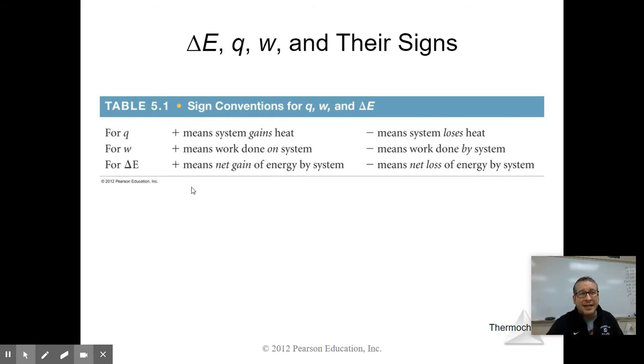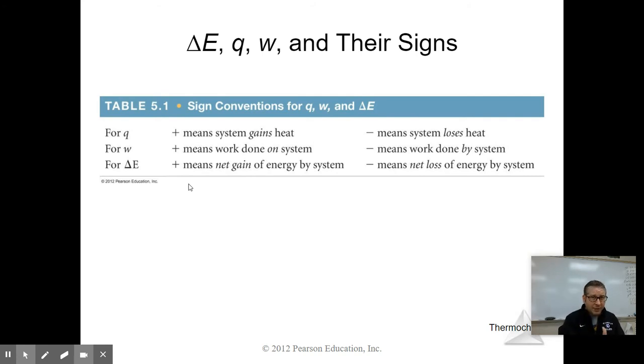If something gains heat, you give it a plus sign. If something loses heat, that means the system is going to have a negative sign, okay? That means heat would have a negative sign. So if it gains heat, you get a plus sign. If it loses heat, you get a negative sign for the value that you're given. Again, it's all about the system, okay? What's happening with the system?